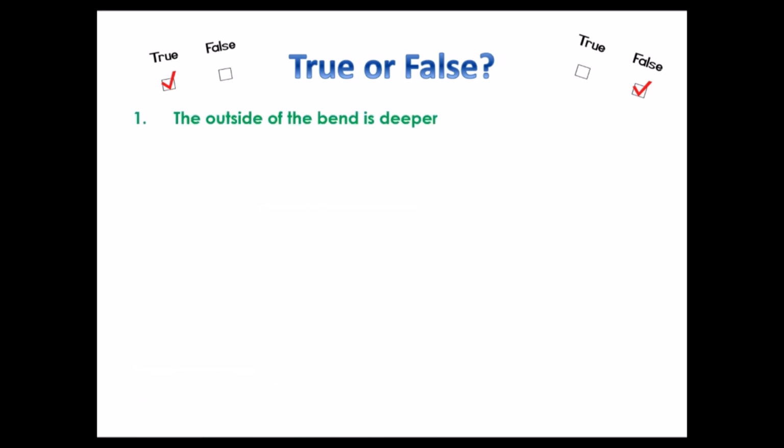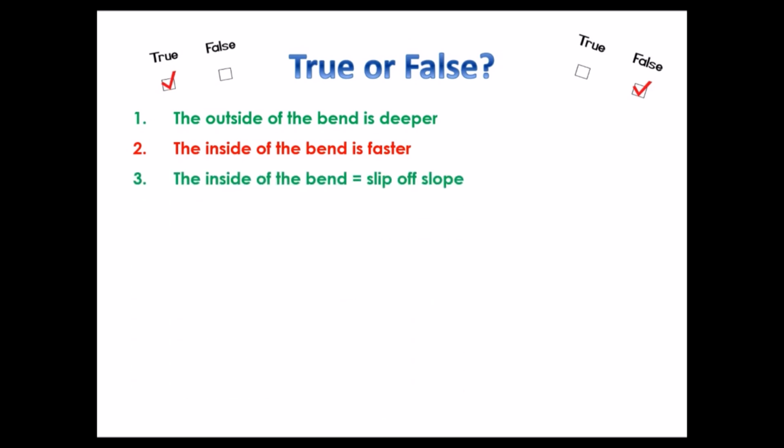Okay, number 1 then, the outside of the river bend is deeper. That is of course true. We know that, and that is one of the reasons why it is fast as well. Number 2, the inside of the bend is faster. We know that is false, because on the inside bend of a meander, it is going to be causing deposition.